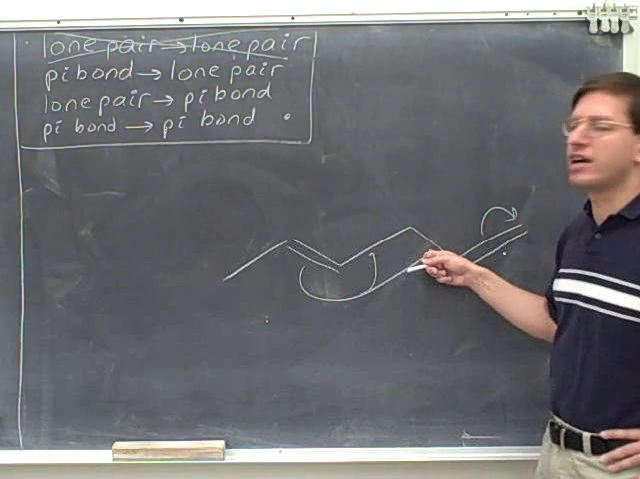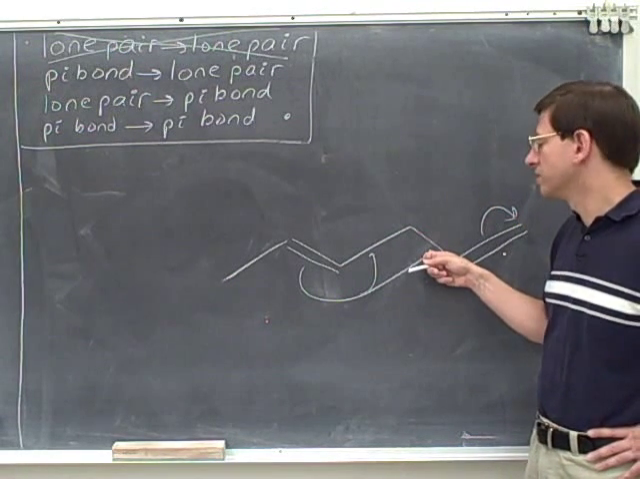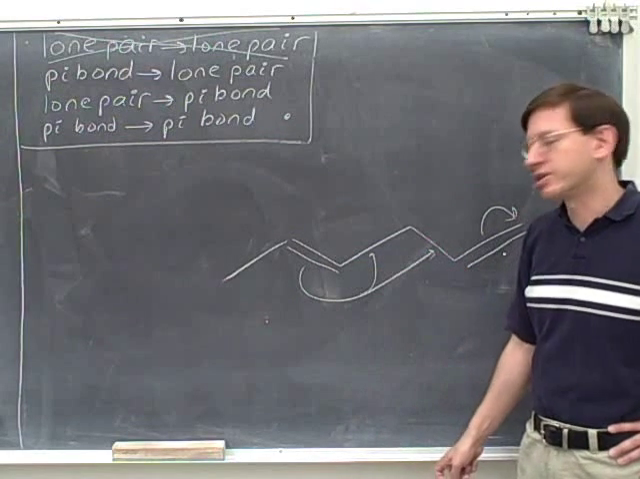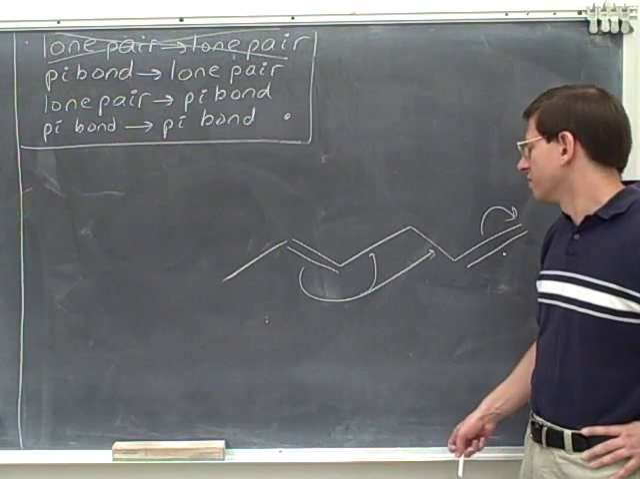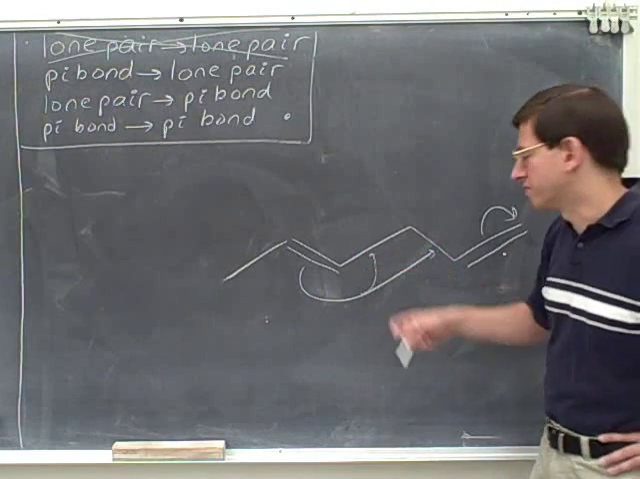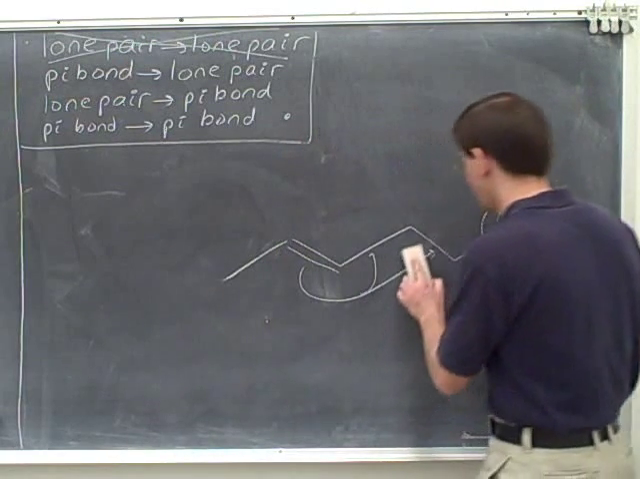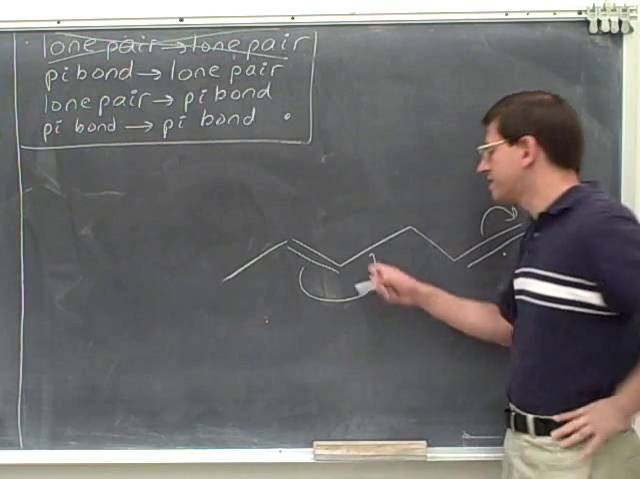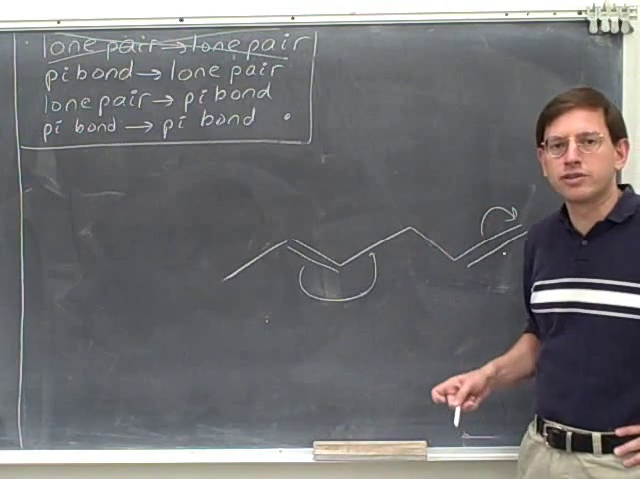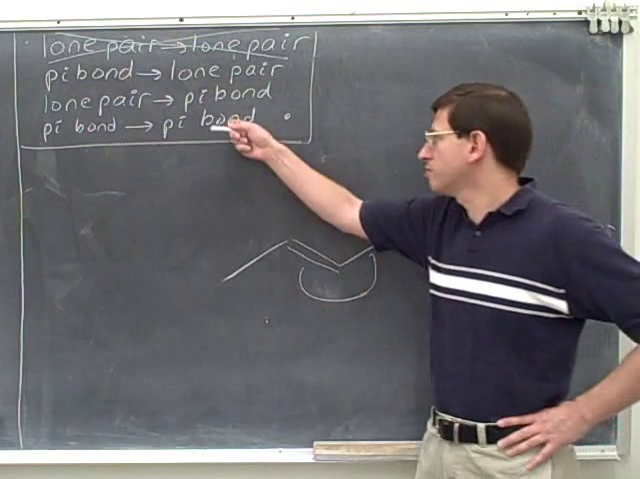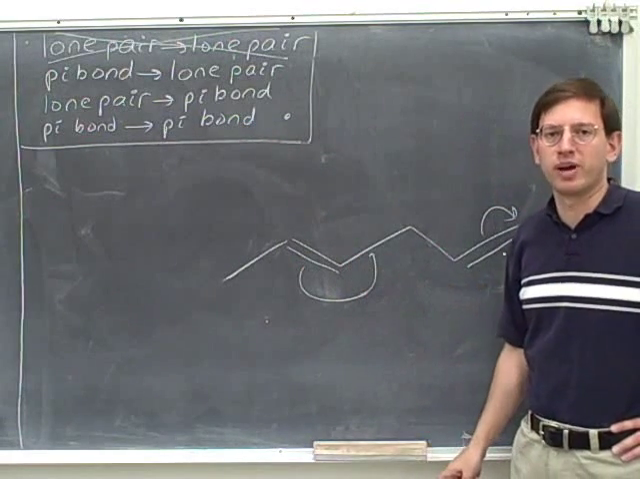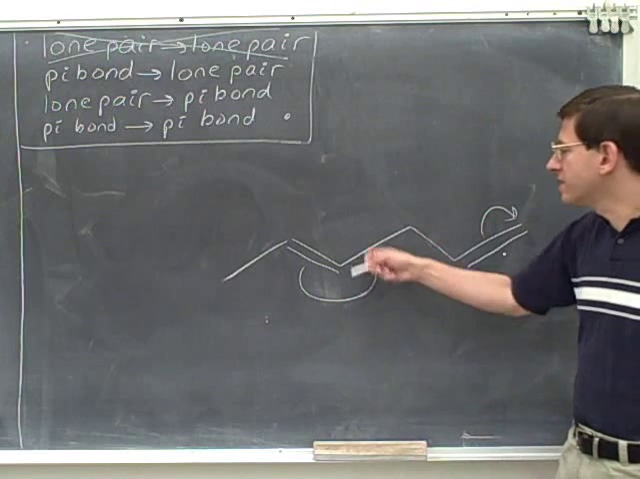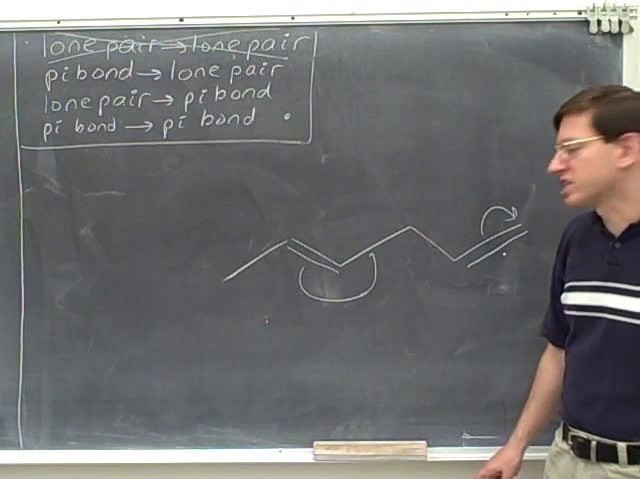So this is a bad arrowhead because it's putting the new pi bond too far away from the original pi bond. It would be closer if we could put the new pi bond over here. So that was wrong. This is an arrow that satisfies the as close as possible rule, because this would be putting the new pi bond as close as possible to the old pi bond. So this does satisfy the as close as possible rule.